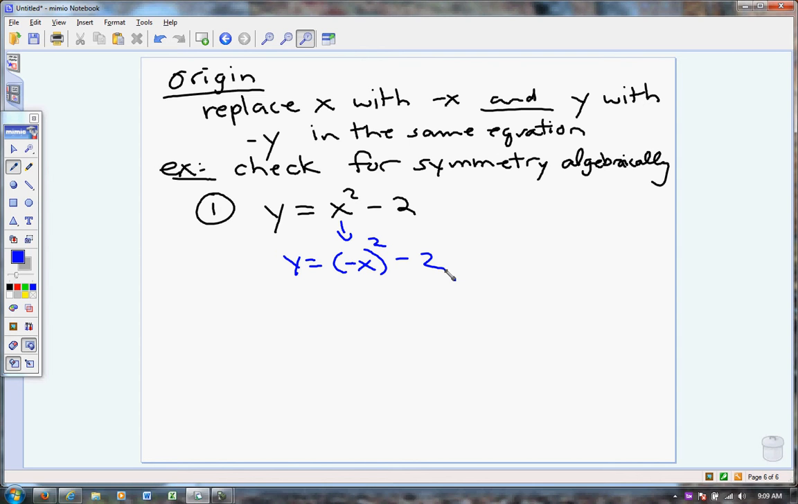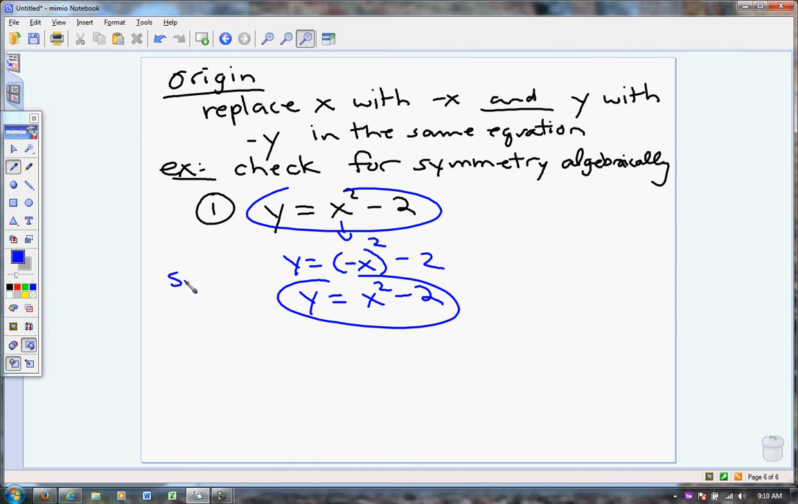What is negative x times negative x? Isn't it positive x squared? I get y equals x squared minus 2. These two are the same, so we would say it is symmetric with respect to the y-axis. You don't even have to check the other one. Okay? Don't even have to check the other one.